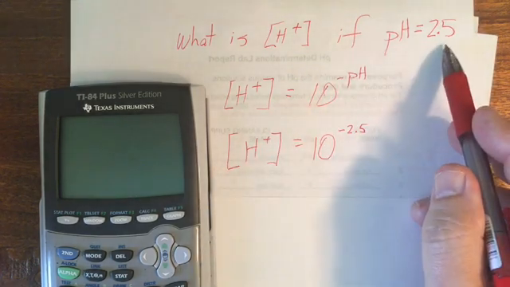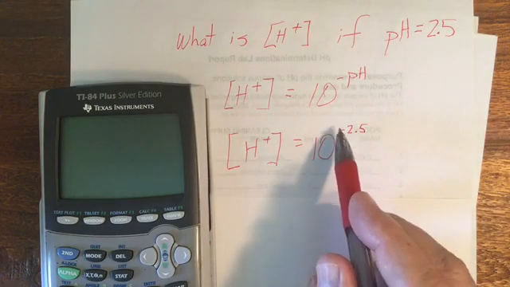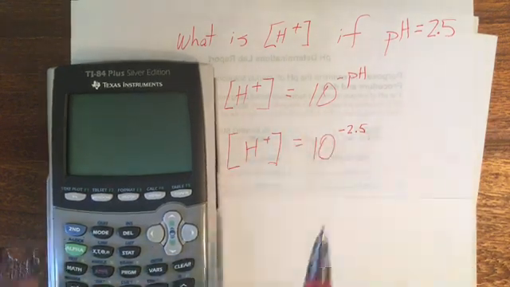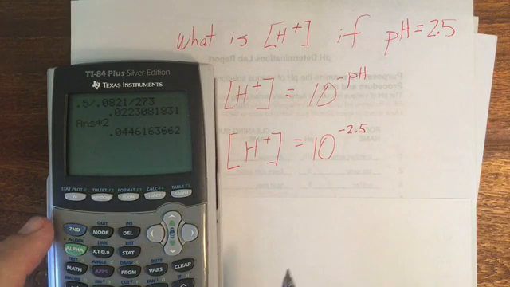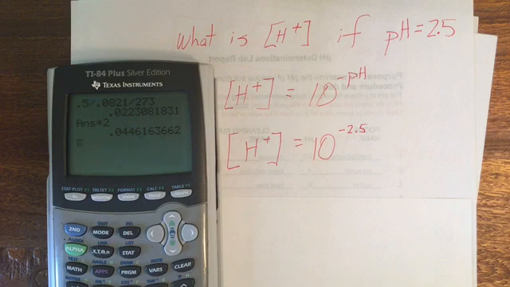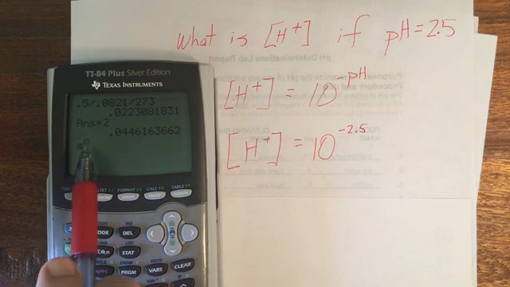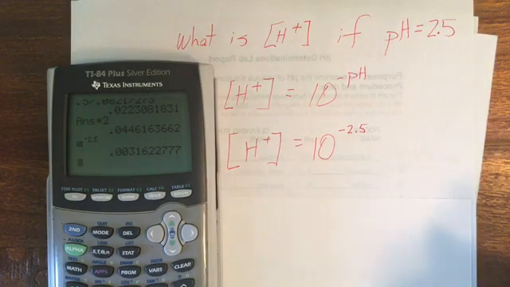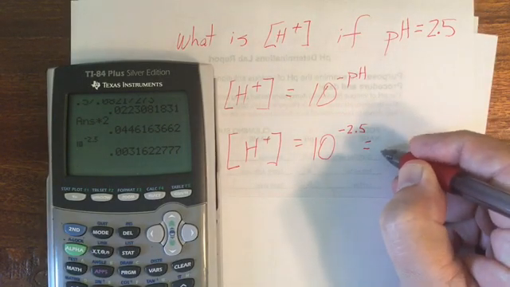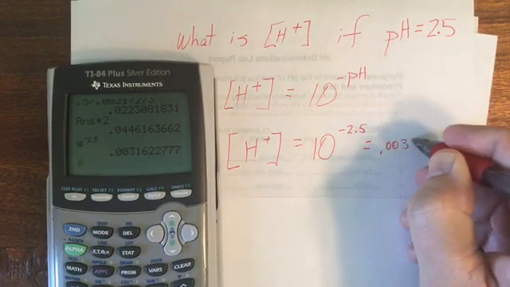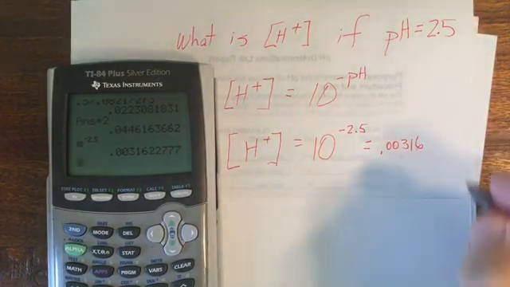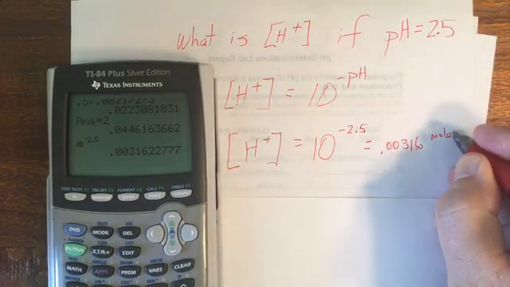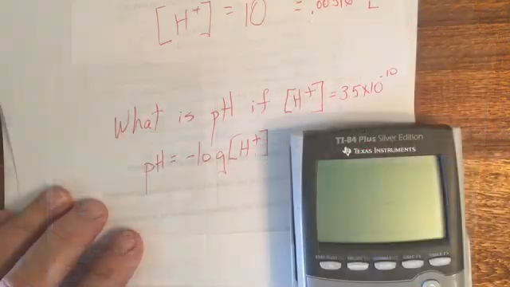If I'm given a pH of 2.5, 10 to the minus 2.5, this is how you would do it using your calculator. You would hit the second function button, log, where it has 10 to the x above it, and you see the box flashing, and here you would enter minus 2.5. The answer is the hydrogen ion concentration is equal to 0.00316 moles per liter.